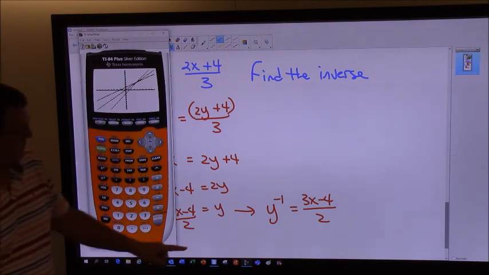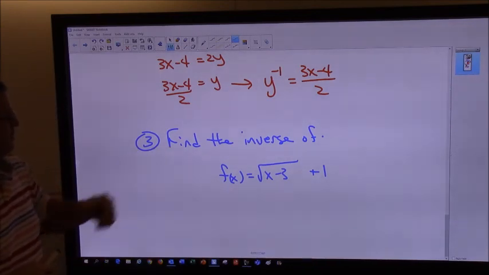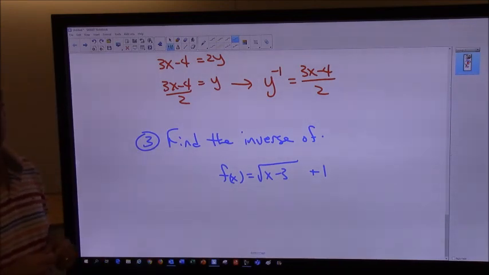All right, let's try one more. Let's see if we can find the inverse of this function.